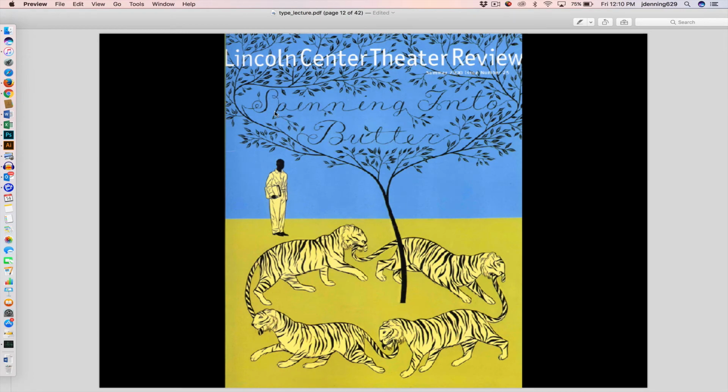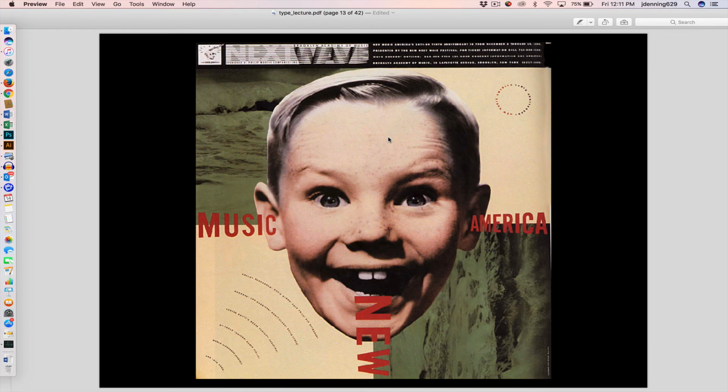Kind of clever. I love this elegant type in here, mimicking the branches of the tree. Another one where the text is mimicking the music.